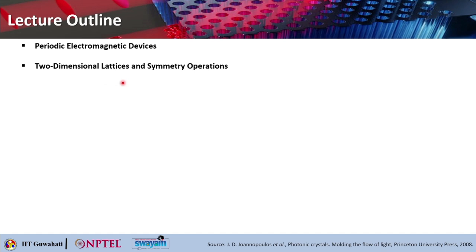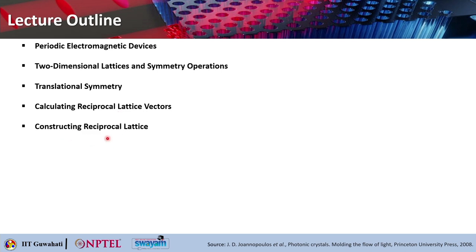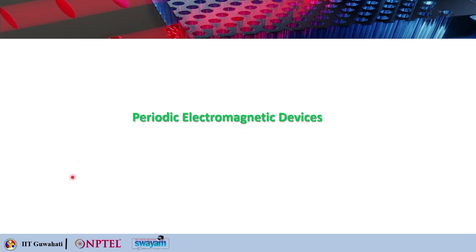So here is the lecture outline. We'll discuss periodic electromagnetic devices, go into the details of two-dimensional lattices and the symmetry operations, and briefly touch upon translational symmetry, or discrete translational symmetry, which is relevant to the study of photonic crystals. We'll look into the calculation of reciprocal lattice vectors, constructing the reciprocal lattice, finding out the Miller indices, obtaining the Brillouin zone and then the irreducible Brillouin zone. Okay? So, let us first discuss periodic electromagnetic devices.